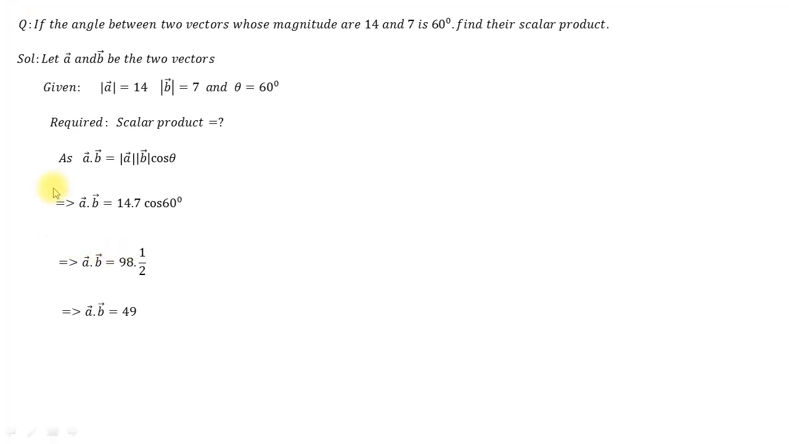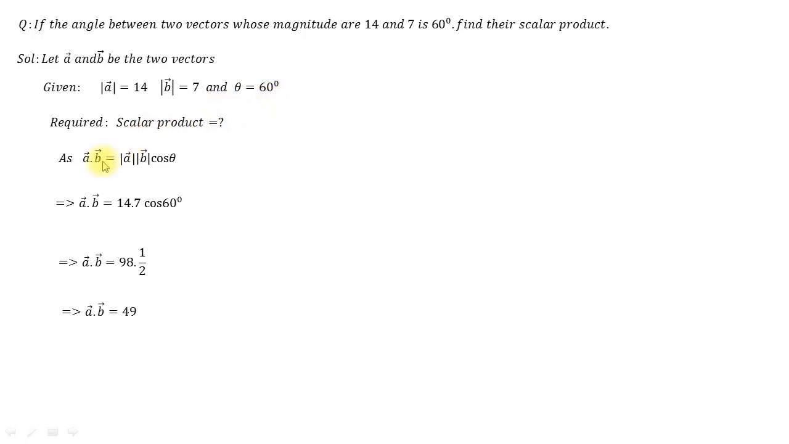Now another problem: if the angle between two vectors whose magnitudes are 14 and 7 is 60 degrees, find their scalar product. In this problem we have two vectors with magnitudes 14 and 7. Suppose one is vector a and the other is vector b. The magnitude of vector a is 14 and the magnitude of vector b is 7, and the angle between the two vectors a and b is 60 degrees. We have to find their scalar product.